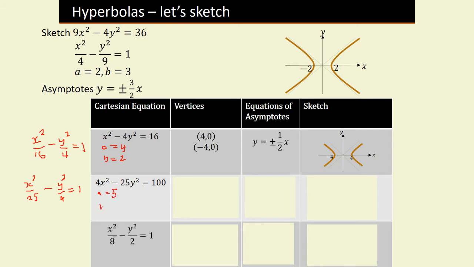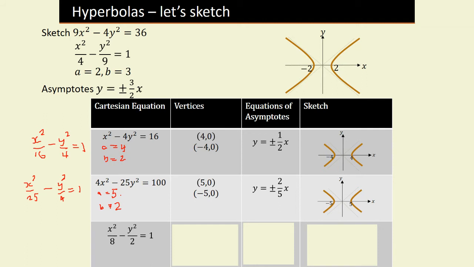And I've got the b value quite easily. It's the same as it was before, it's 2. So we know that our vertices now should be at plus or minus 5 and 0. So we'll reveal that. We should know our asymptotes are going to be at plus or minus 2/5 of x for y. And then we've got our sketch going through those two vertices, and we've got the asymptotes.